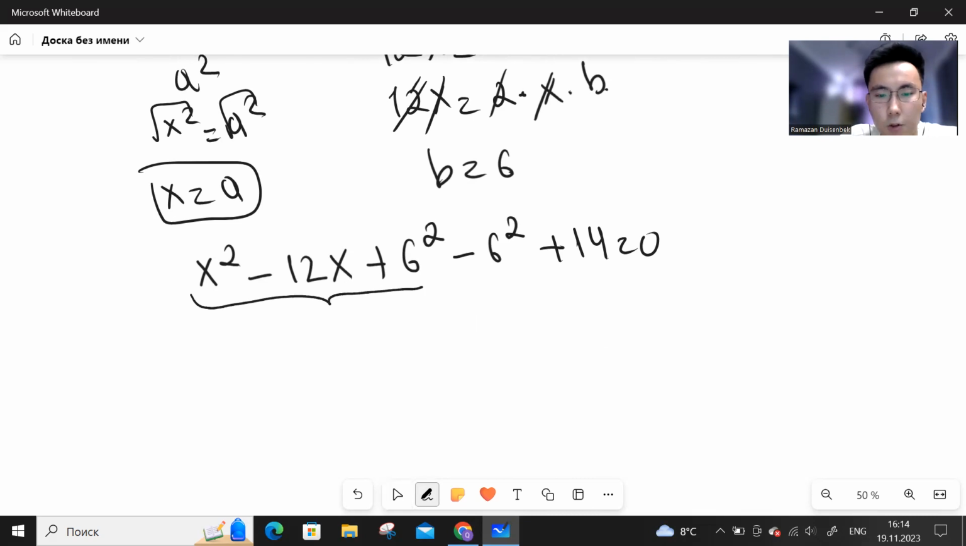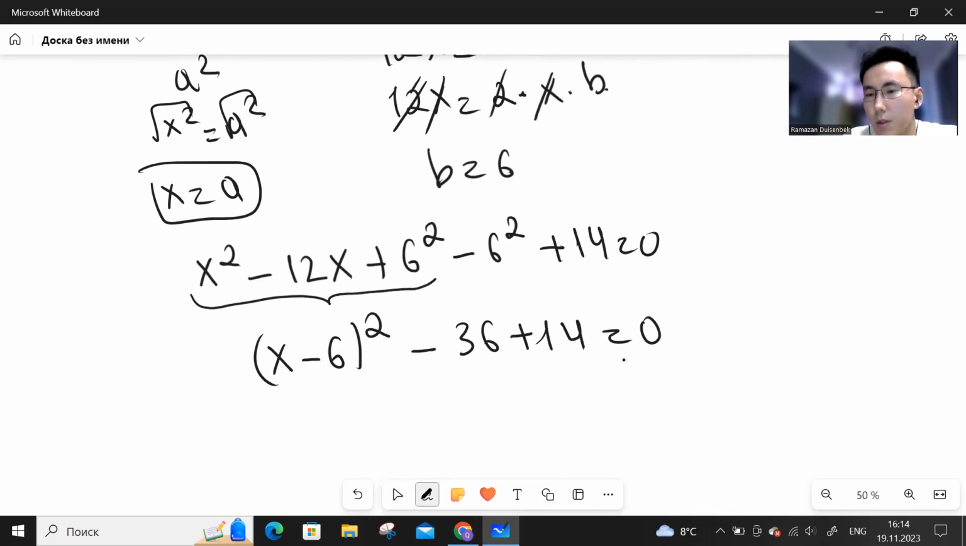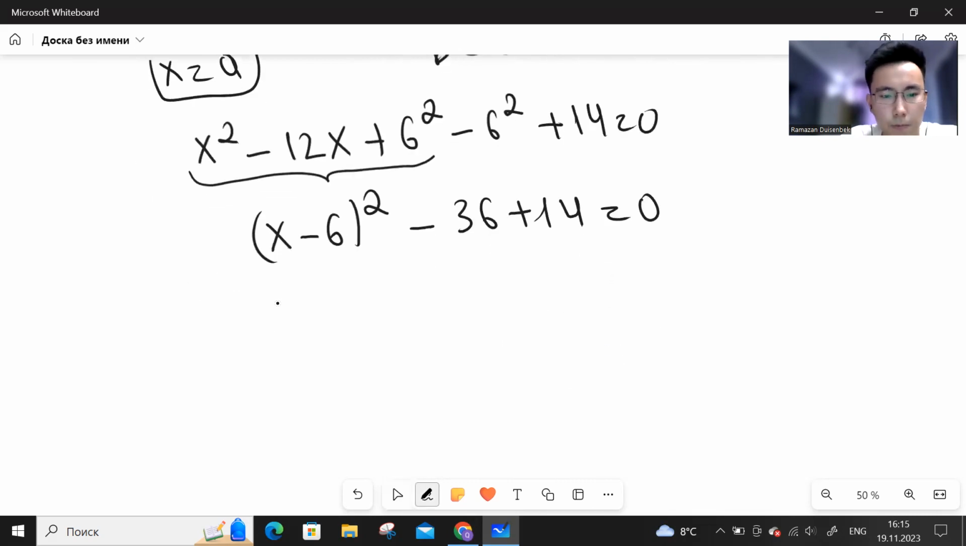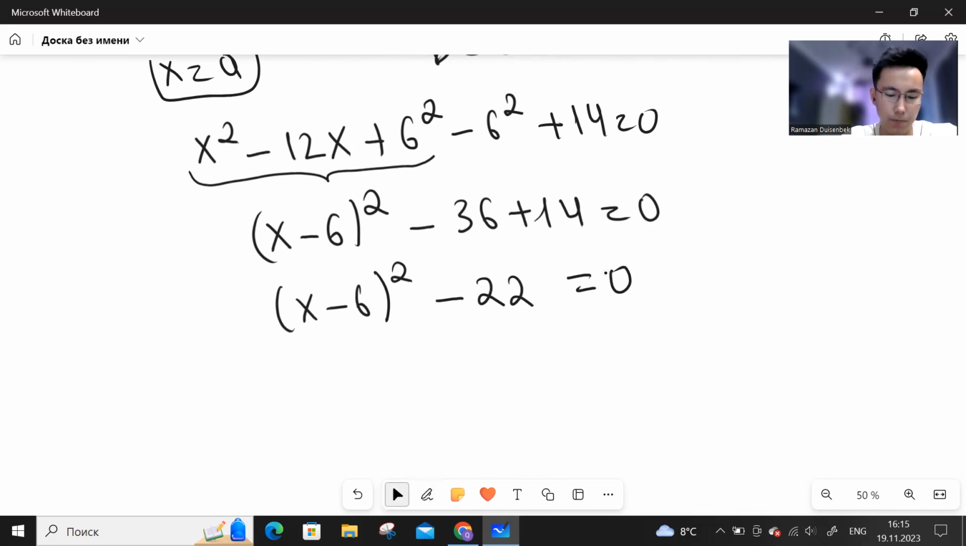So the first 3 is just a formula. It is x minus 6 squared minus 36 plus 14 equals 0. X minus 6 squared minus 22 equals 0, right?